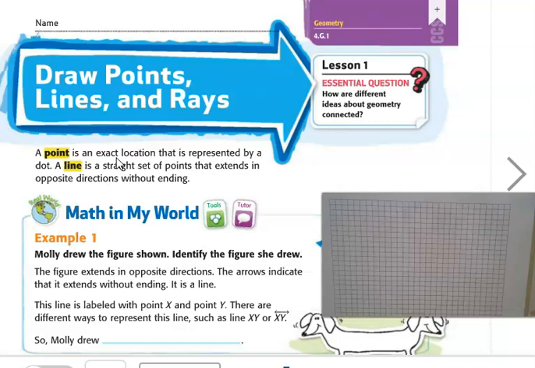A point is an exact location that is represented by a dot. A line is a straight set of points that extends in opposite directions without ending.